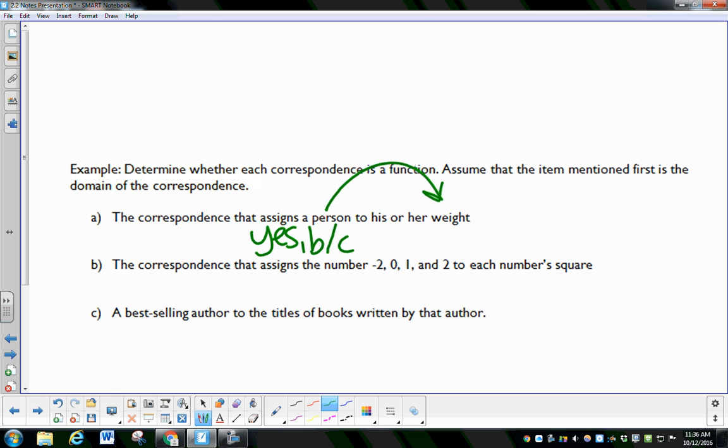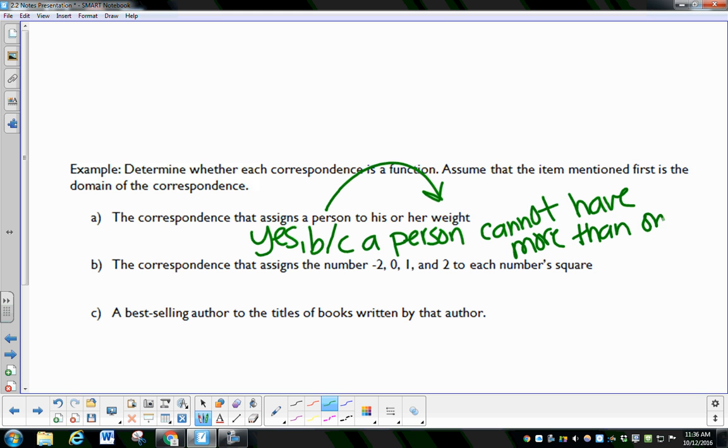Okay, I'm going to say yes, because a person cannot have more than one weight. So this is a function. Yes, it is a function. It assigns each member of the domain to only one member of the range.